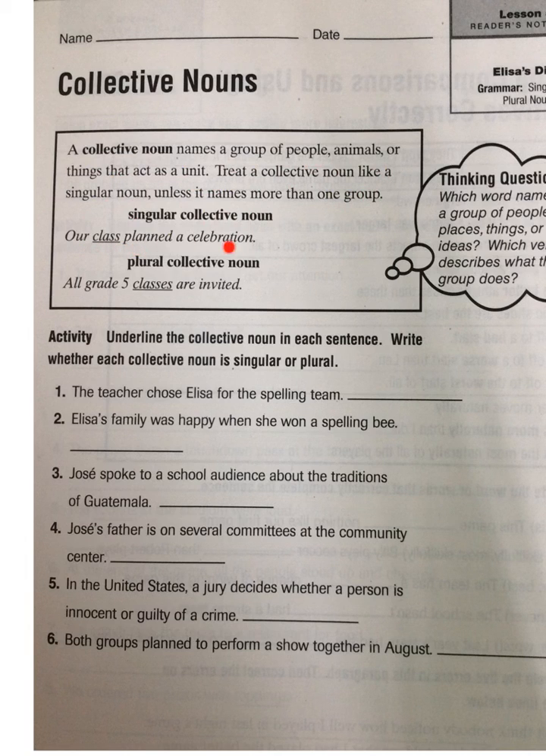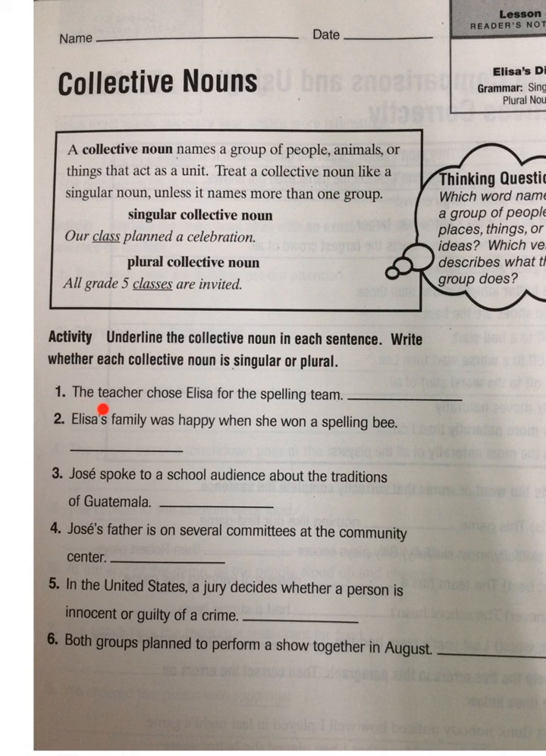So our class planned a celebration. Now you can have a plural collective noun, which is like all grade 5 classes are invited. So now we're going to be down here. It says to underline the collective noun in each sentence. Write whether each collective noun is singular or plural. And if you've noticed, they added the ES to the end of our singular collective noun to make it a plural collective noun. So it's one of the things that you can take a look at.